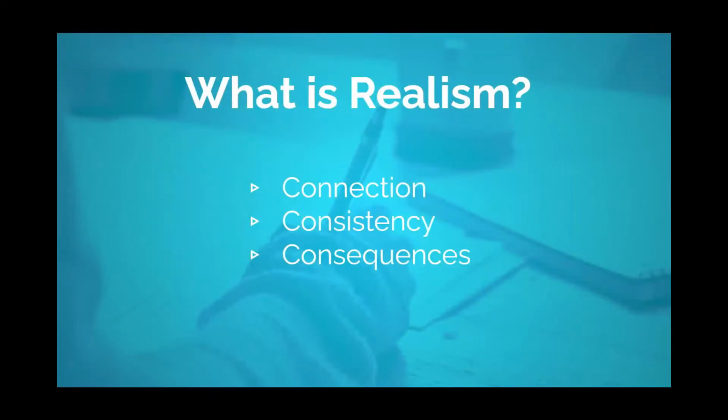Let's look at what realism is. There are three basic elements of realism that you should keep in mind throughout this entire lecture. Sometimes I'm not going to reference them specifically, but these are the core of what realism is in a game. One is connection. Connection is the player's connection to an NPC, so why would they want to help the NPC or help this faction? What draws the player to this cause or this person?